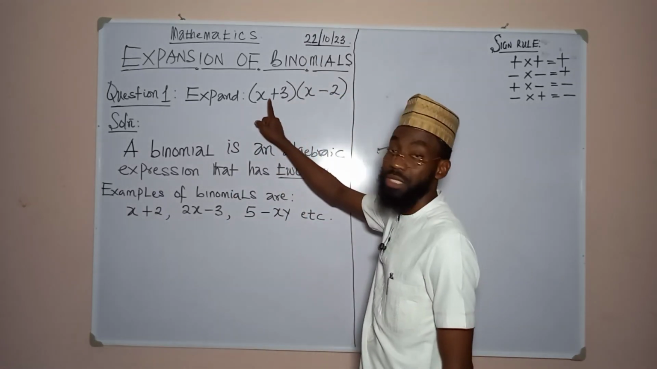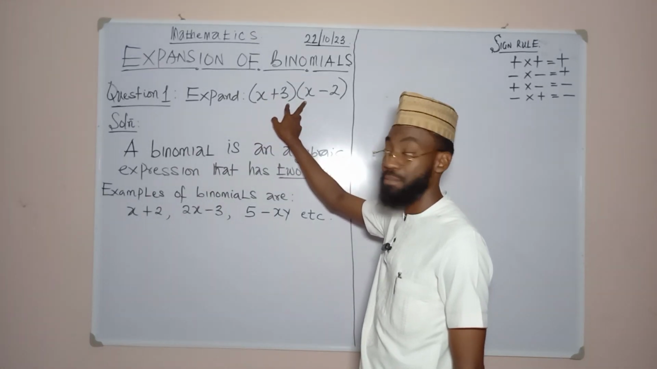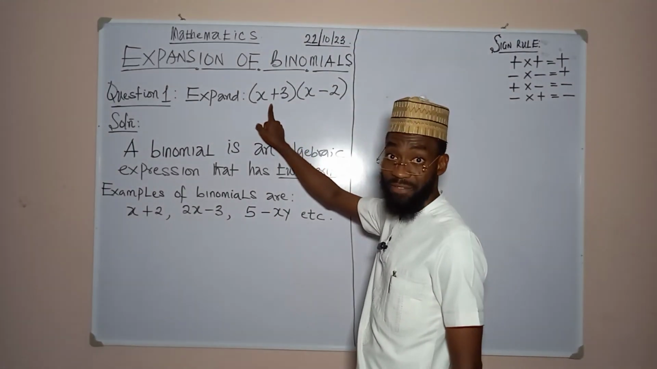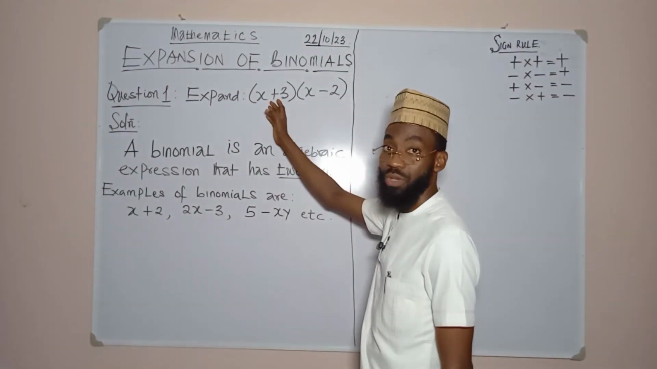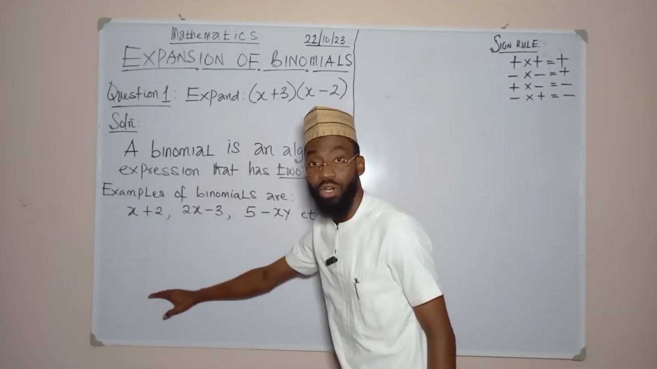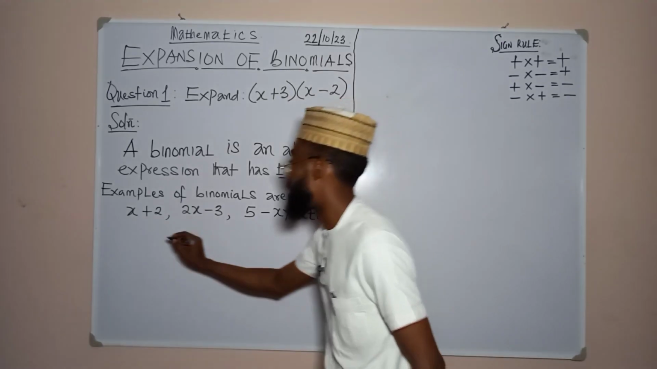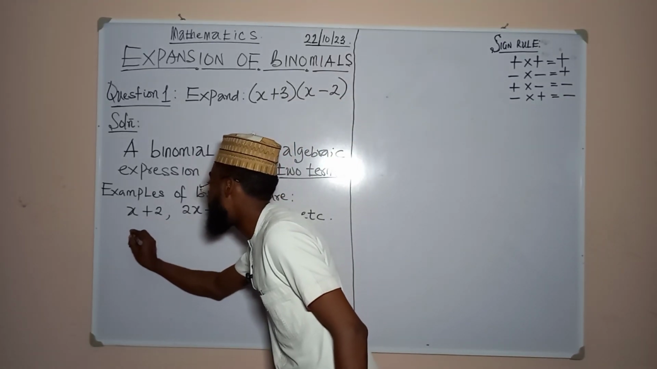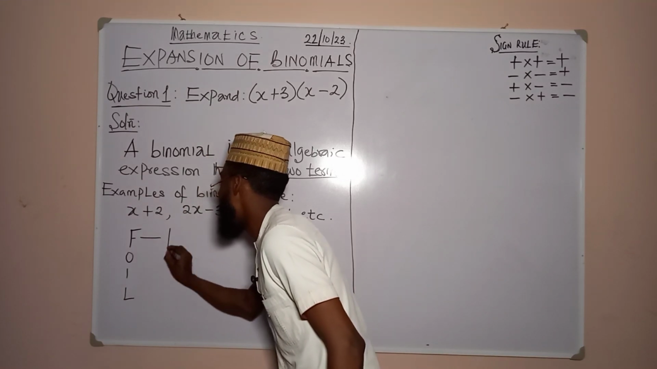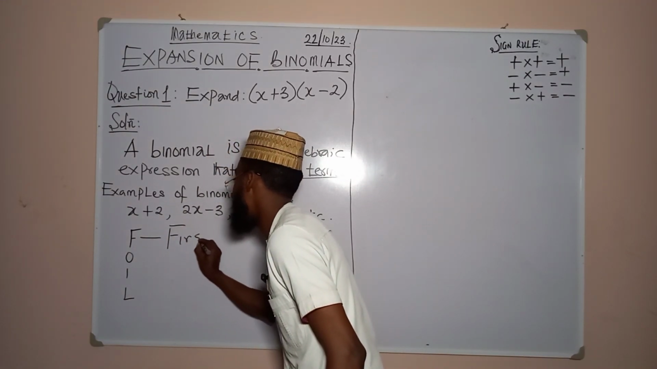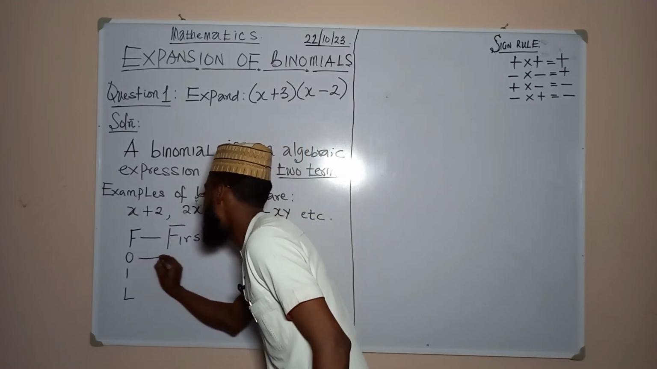At one point or the other, I want to believe that you must have come across this kind of problem where you are expected to simplify or expand two binomials. Today, we're going to learn a very special method on how to expand this type of algebraic expression. And that method, I call it the FOIL method. F there stands for first terms.